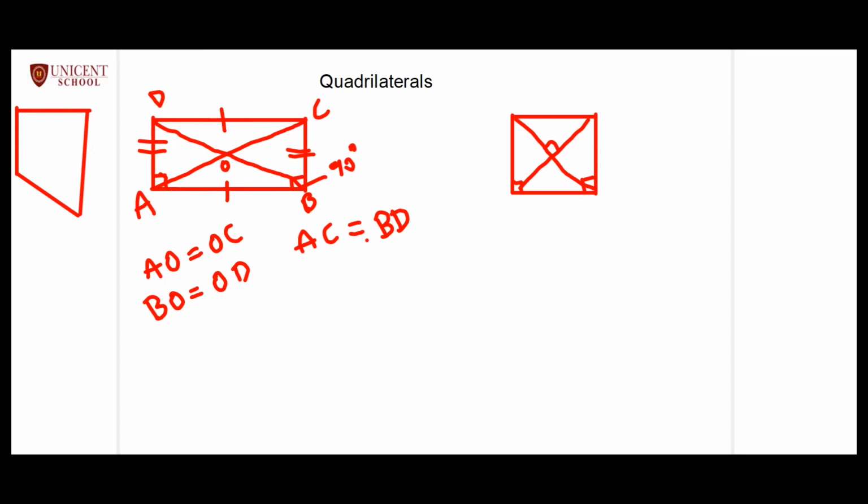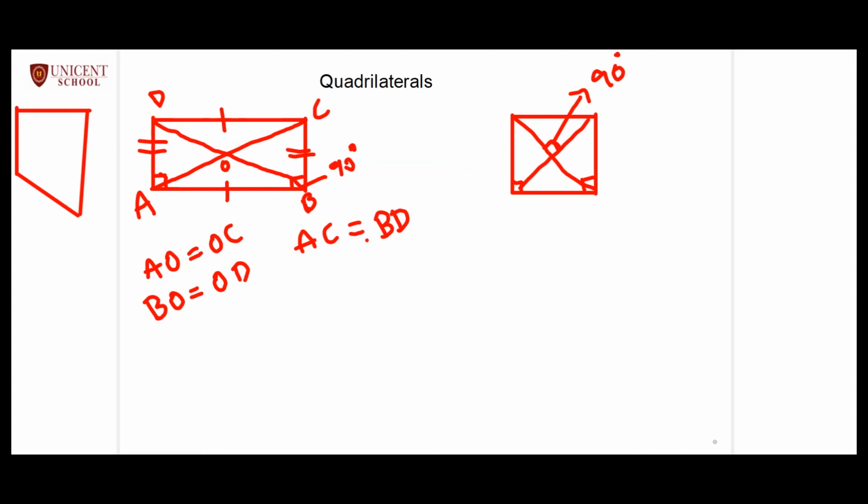Bisector means cuts into two equal parts. In the case of a square, the diagonals are perpendicular bisectors. That means the angle formed between the diagonals is equal to 90 degrees, and the length of the diagonals is also equal.